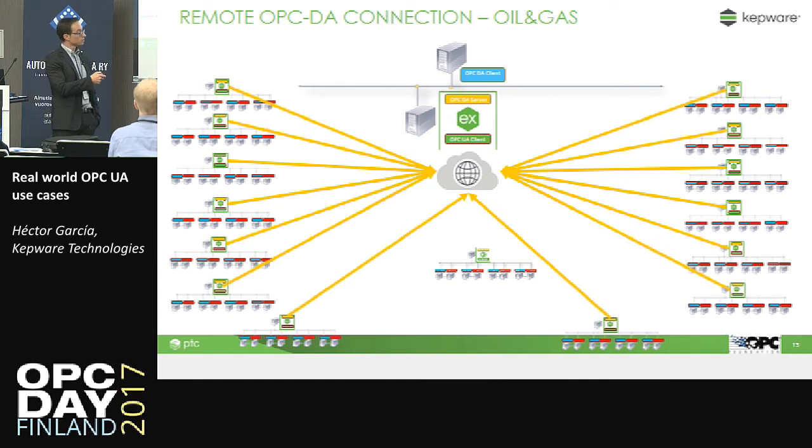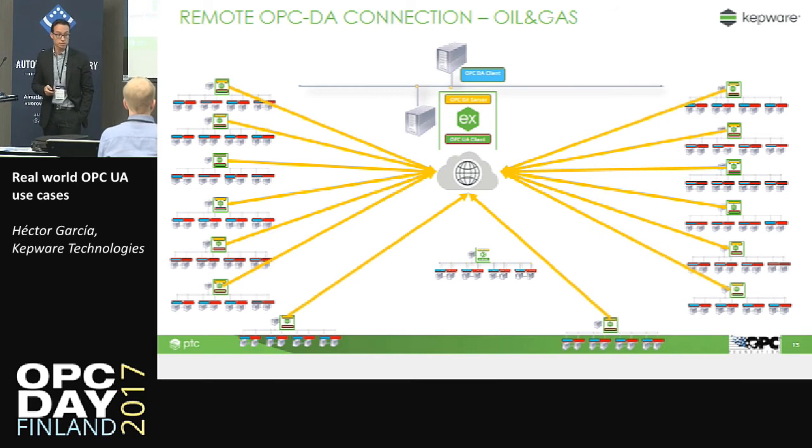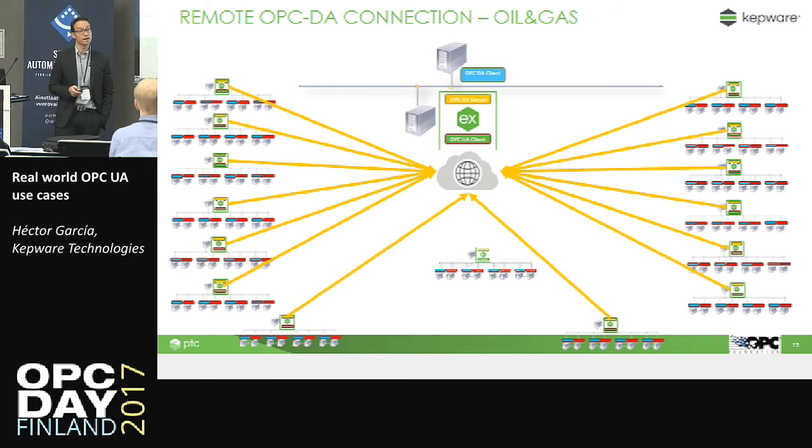One of the links had a communication of more than 64,000 tags per second. They had very critical information, so the amount of data was quite high.